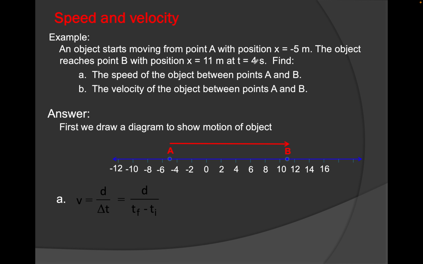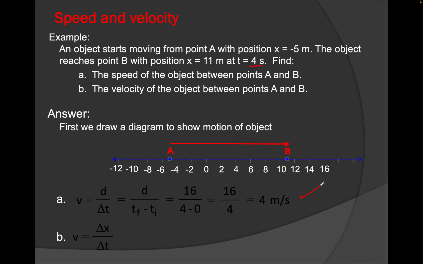Do I have 2 times? No, I don't. I just have this, so it's just 4. Okay, 16 divided by 4. Nice and easy, this one. 16 over 4, 4 meters per second. 16 meters divided by 4 seconds, 4 meters per second.